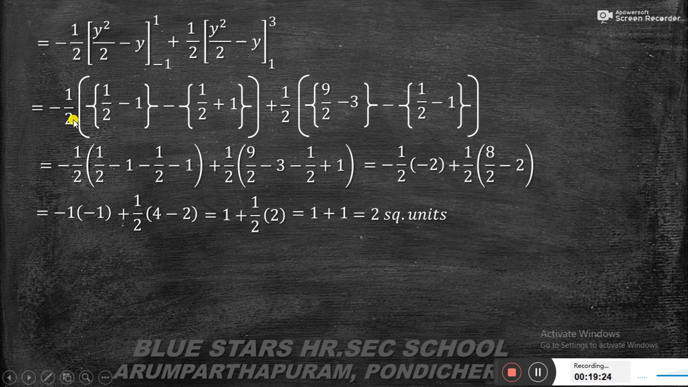Therefore minus 1 by 2 into, we apply the upper limit y equal to 1: 1 by 2 minus 1, minus, we apply the lower limit minus 1: whole square means 1 by 2 minus of minus 1 plus 1. Next plus 1 by 2, next 3 square, 9 by 2 minus 3, minus lower limit: 1 by 2 minus 1. In the next step, minus 1 by 2 into (1 by 2 minus 1 minus 1 by 2 minus 1) plus 1 by 2 into (9 by 2 minus 3 minus 1 by 2 plus 1).